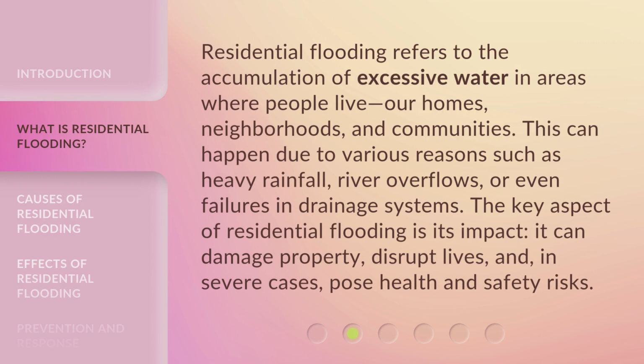Residential flooding refers to the accumulation of excessive water in areas where people live: our homes, neighborhoods, and communities. This can happen due to various reasons such as heavy rainfall, river overflows, or even failures in drainage systems. The key aspect of residential flooding is its impact. It can damage property, disrupt lives, and, in severe cases, pose health and safety risks.